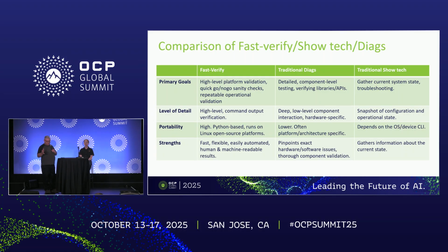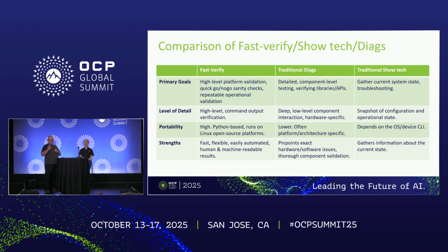Showtech really is more about gathering system state that can be used for troubleshooting either now or later, but it requires a manual process or some other external entity to go in and look at that data to actually troubleshoot what's going on. As for the level of detail, Fast Verify is high-level command output verification. Diags is deeper, component level, library level, those sorts of things. And snapshot configuration for the traditional Showtech.